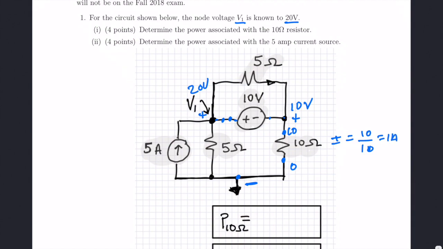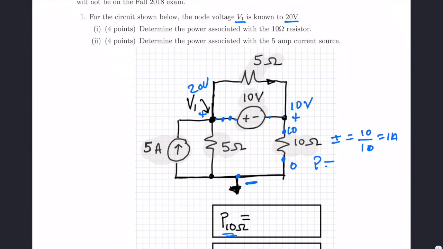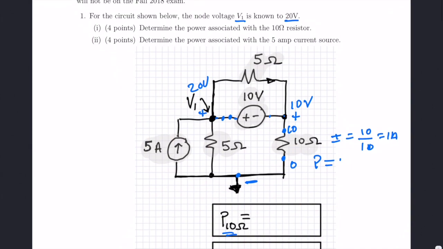Okay? So if you're looking for the power associated with the 10 ohm resistor, then that would be V times I. We know V is 10, and we know I is 1, and so this would be 10 watts. And that's absorbing power. That makes sense, it's a resistor.